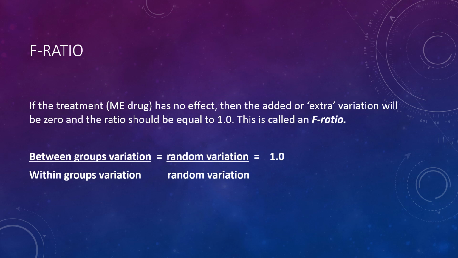What ANOVA does with this between groups variation and within groups variation is it creates a ratio. This ratio is called an F ratio, and it's very similar to something we saw with t-tests. Remember with t-tests we saw a t ratio. Well, an F ratio, or a calculated value of F, is just like a t ratio was a calculated value of t. And just like with t-tests, we compare this calculated value of F to a critical value of F.